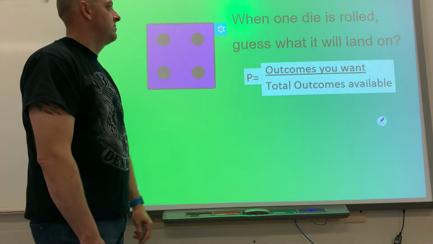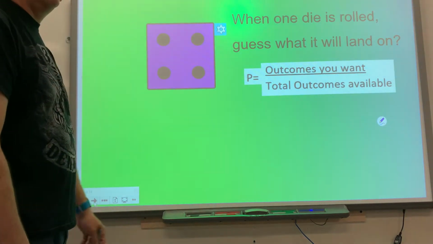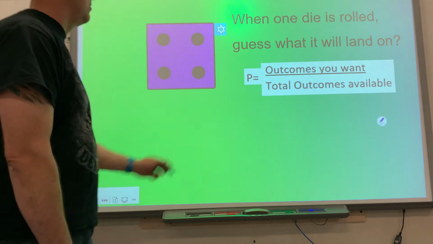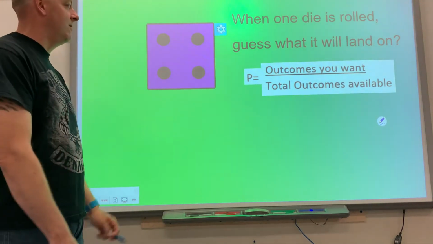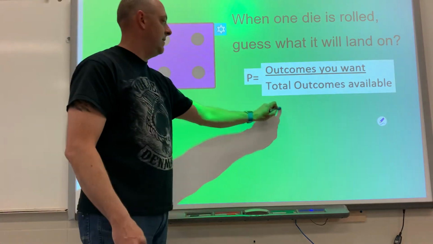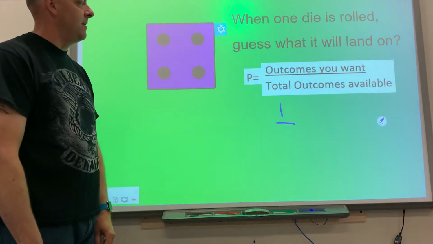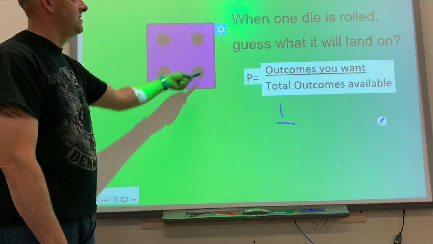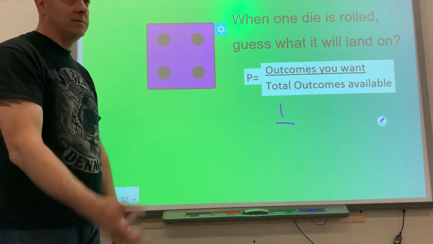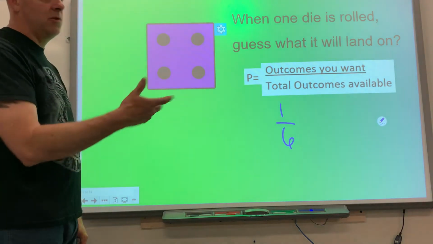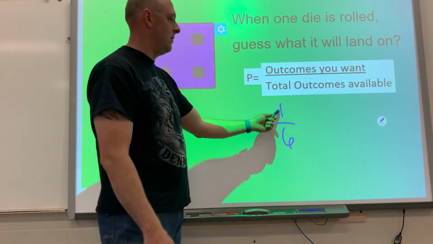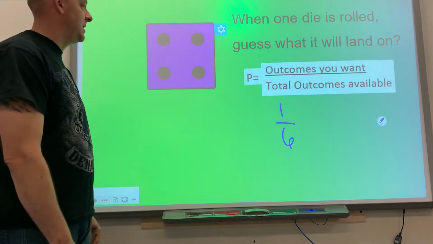We can also do this with dice, and so you can guess what number the die is going to land on, the outcomes that you want. If we wanted it to land on a 4, you have to think about how many 4s there are on a die. There's only 1, so that would be our numerator. And on the bottom, how many total outcomes are available? If this is a 6-sided die, there are 6 outcomes available, so we would have 1 out of 6. And then of course we could change that to a percent by going top number divided by bottom number times 100.